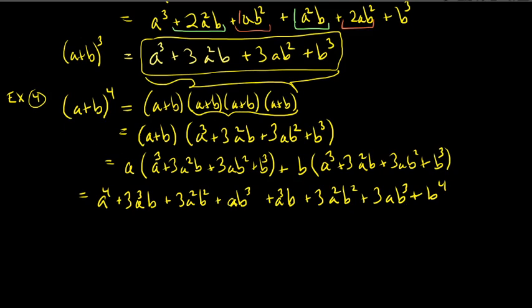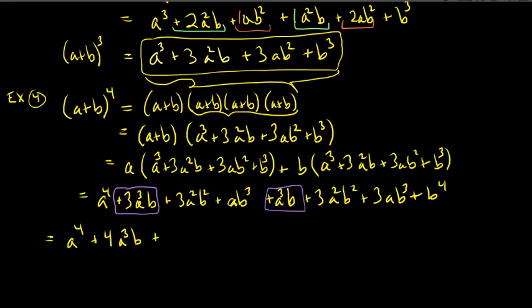Wow, right? So yeah, big mess here, but we do get a lot of like terms. 3a cubed b plus 1a cubed b. So that's going to be, start out with the a to the 4th, right? Leave that. And then plus 4a cubed b. Okay, these are all pluses, right?